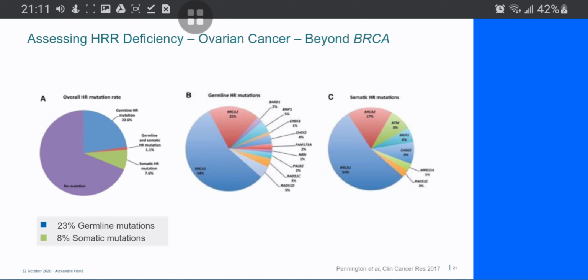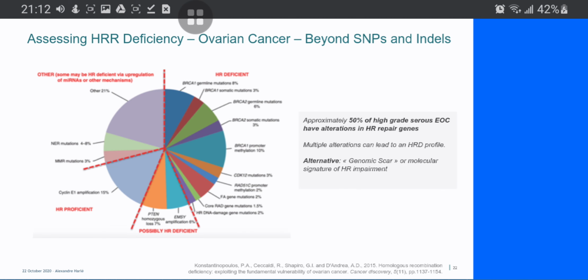And you have all these genes like BARD1, CHEK2, PALB2, RAD51 that are quite frequently mutated, but less than 5% most of the time. Considering somatic mutations, BRCA1 and BRCA2 are also the most frequently mutated. But you can see here that some genes like ATM, BRIP1 or CHEK2 are also frequently mutated in these cases. If you want to check more than only SNPs and indels, this paper is really interesting.